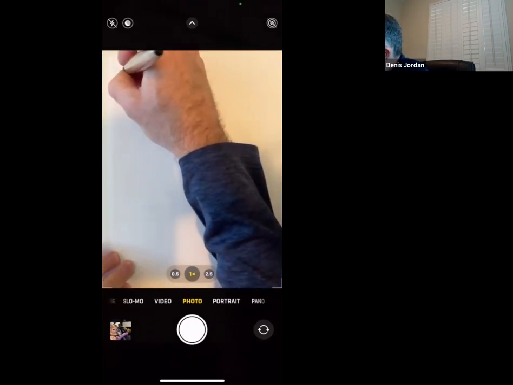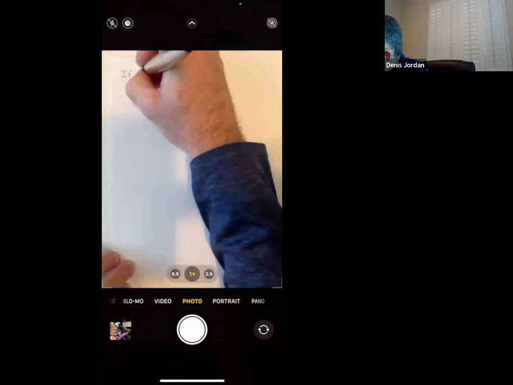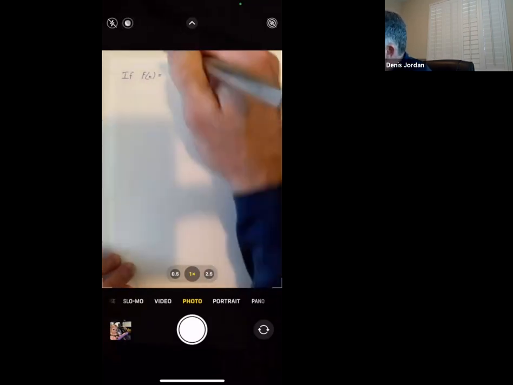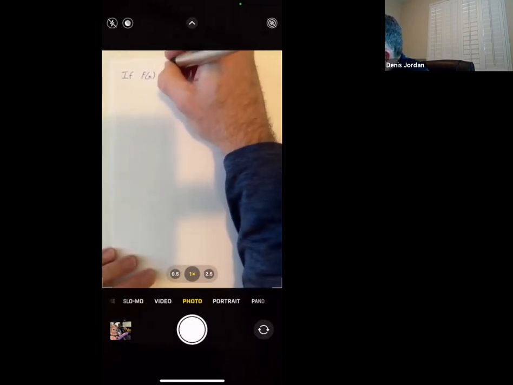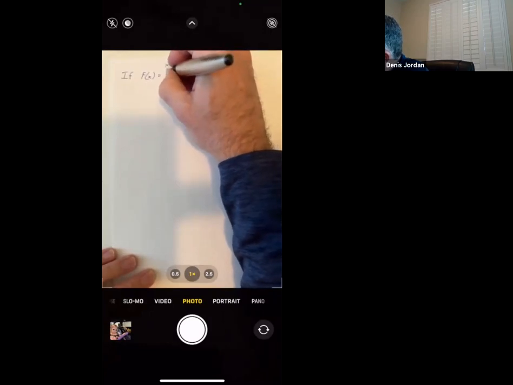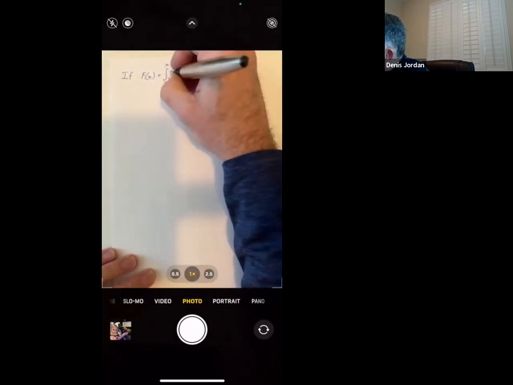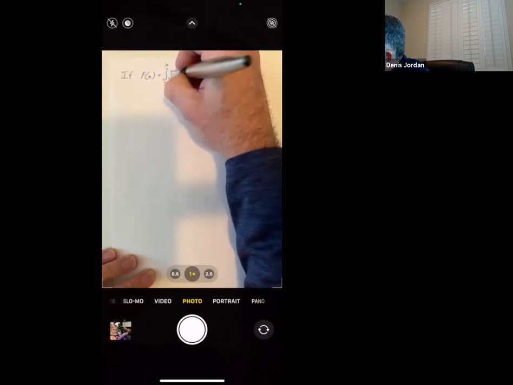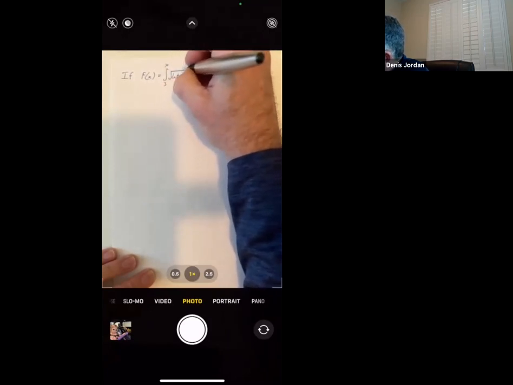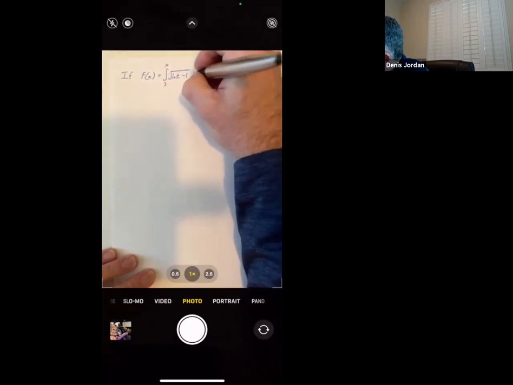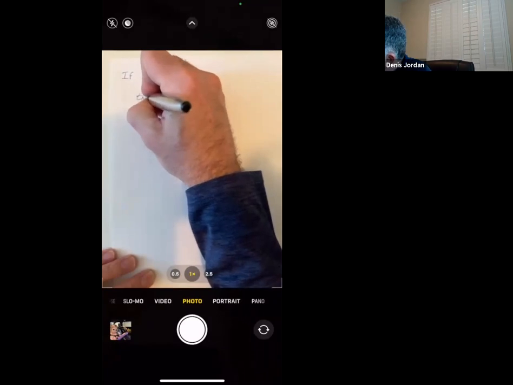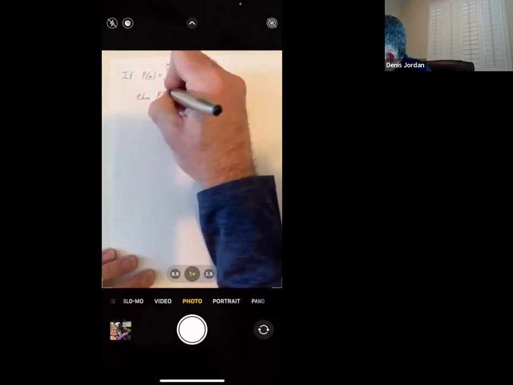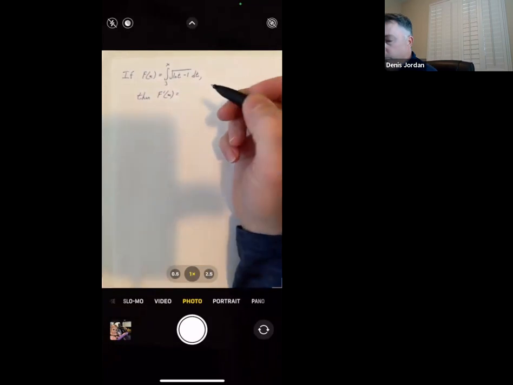So if f of x is equal to the integral from 3 to x of the square root of ln of t minus 1 dt, then the derivative would equal, and then it would ask you, okay, well, what's the derivative?